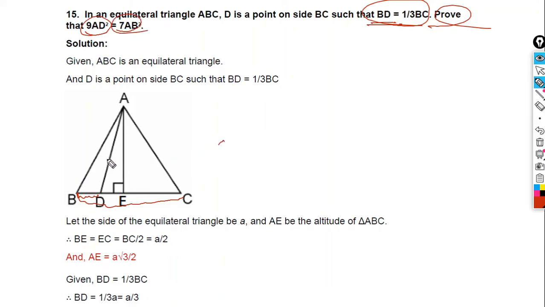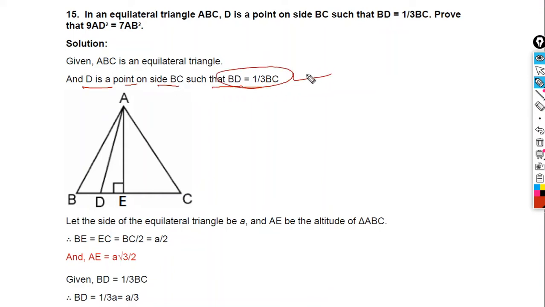9AD square equal to 7 into AB square. Okay, so let's prove. It's a very nice and beautiful question. Here it is given that D is a point on side BC so that BD equal to 1 by 3 BC. Now it is told that this triangle is an equilateral triangle. So let each side be A. All the sides will be A.